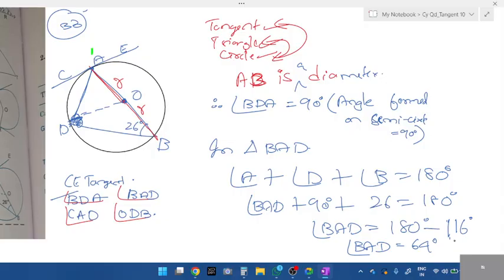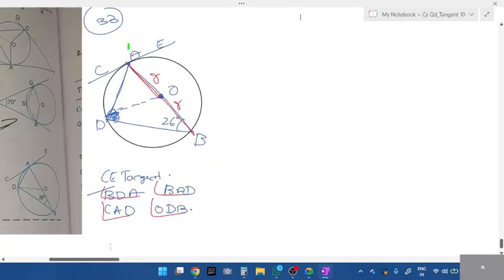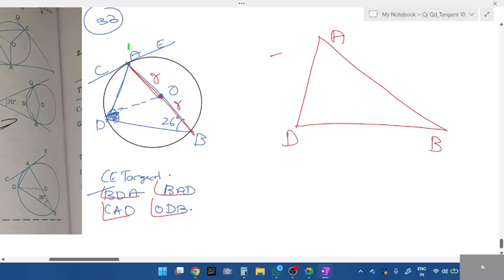Third one. All of you completed? Okay, third one done. What do we need to find in the third question, students? CAD. I want you all to answer this. Don't guess, students. You need to find CAD, this angle. Who can answer? Who can explain?